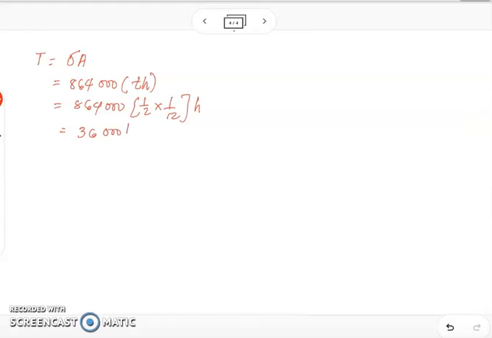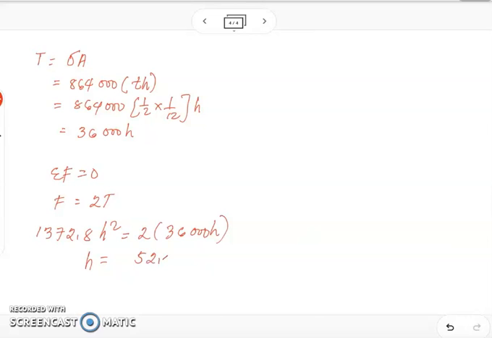36,000 H. Then from our equation, summation of forces equal to 0, we have F is equal to 2T. We try to substitute the value for F, which is 1,372.8 H squared is equal to 2 times 36,000 of H. Upon simplification, our H is 52.45 feet.